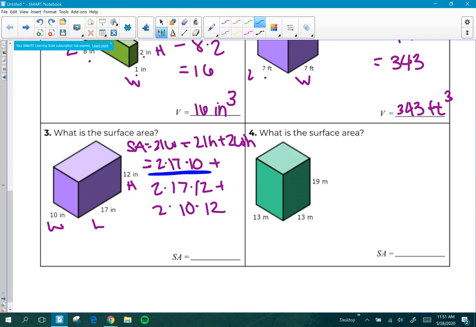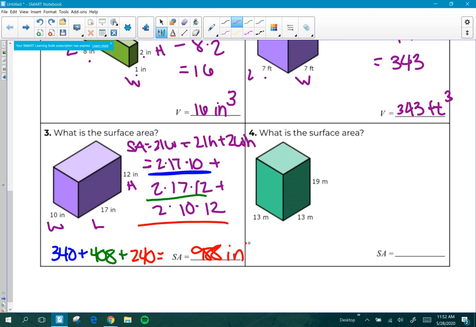Now I'm going to do 2 times 17 times 10 in my calculator. And I get 340 plus, I'm going to do the same thing here, 2 times 17 times 12 in my calculator, and I get 408 plus, and then finally that last combination, 2 times 10 times 12, which is 240. After I do the multiplication, I'm going to add everything that I have up. So those 3 numbers in 3 different colors, I get 988. And this is inches squared.